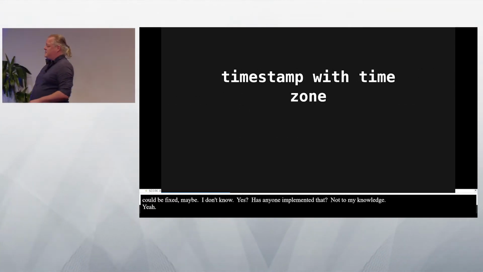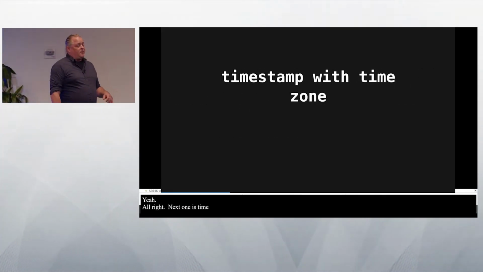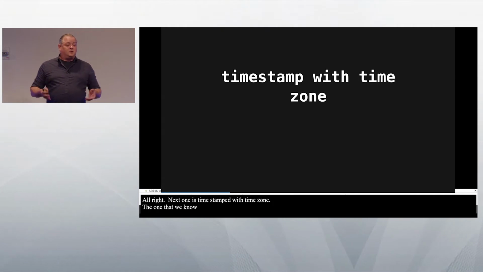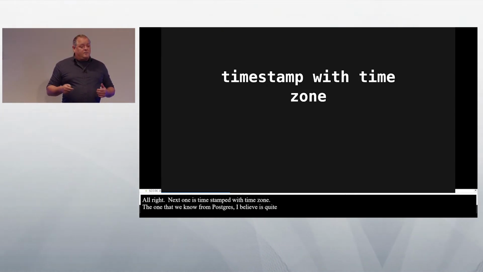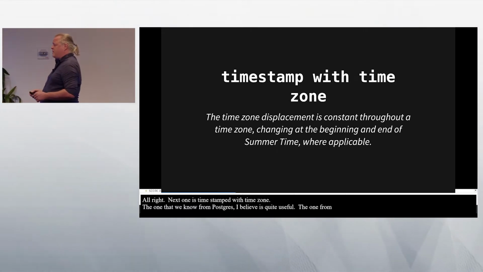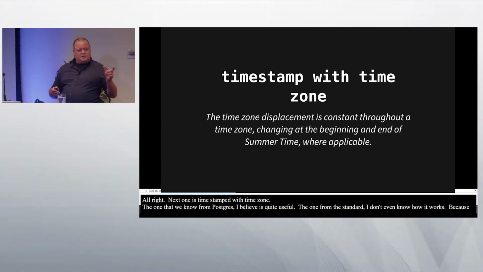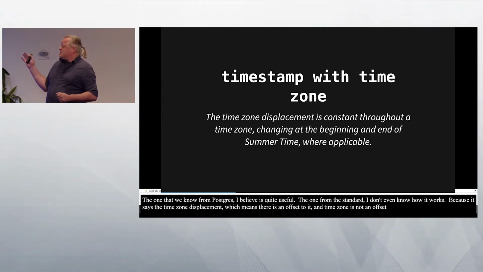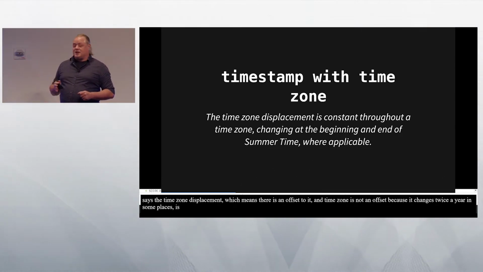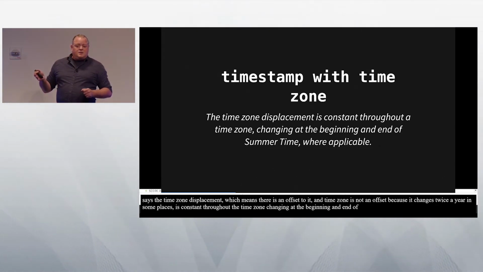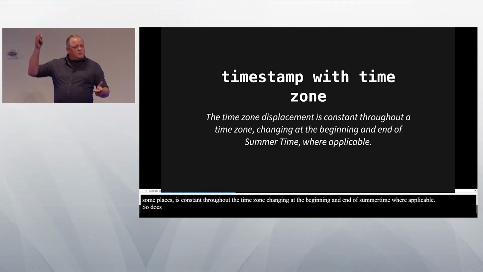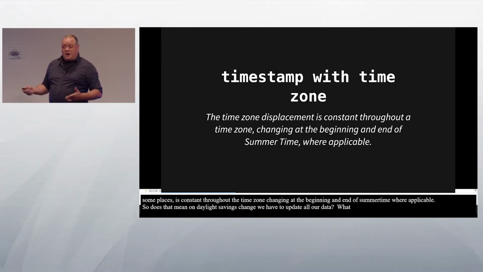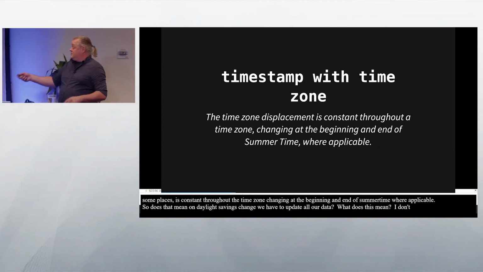All right, the next one is timestamp with time zone. The one that we know from Postgres, I believe, is quite useful. The one from the standard, I don't even know how it works, because it says the time zone displacement, which means that there's an offset to it, and a time zone is not an offset because it changes twice a year in some places. The standard says it is constant throughout the time zone, changing at the beginning and end of summertime where applicable. So does that mean on daylight savings change, we have to update all our data, or what does this mean? I don't know. It changes, so.